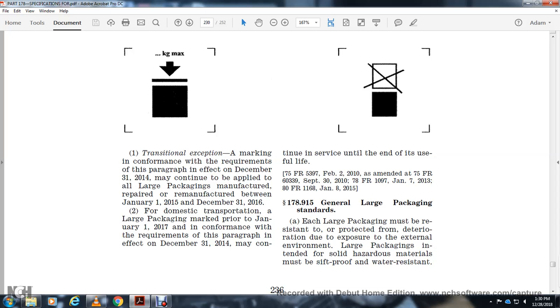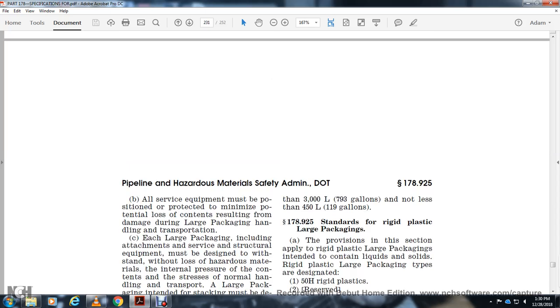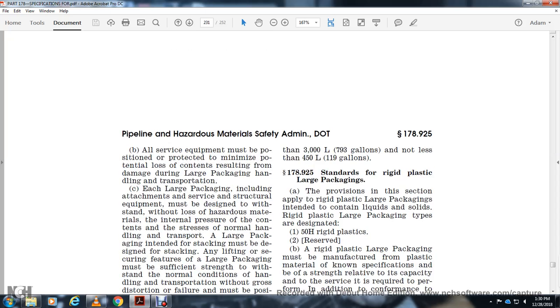178.915, general large packaging standards. Large packaging must be resistant to or protected from deterioration due to exposure to the external environment. Large packaging intended for solid hazardous material must be sift-proof and water resistant. Also, the equipment must be positioned and protected to minimize the potential for damage to the contents during handling and transportation. Each large packaging, including attachment surfaces of the truck, must be designed to prevent loss of the hazardous material and withstand internal pressure of the contents.